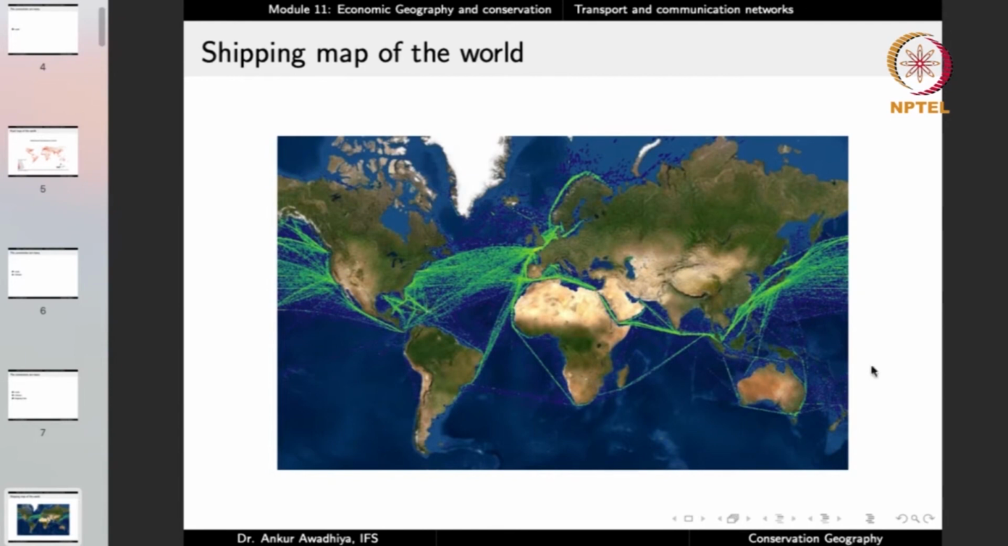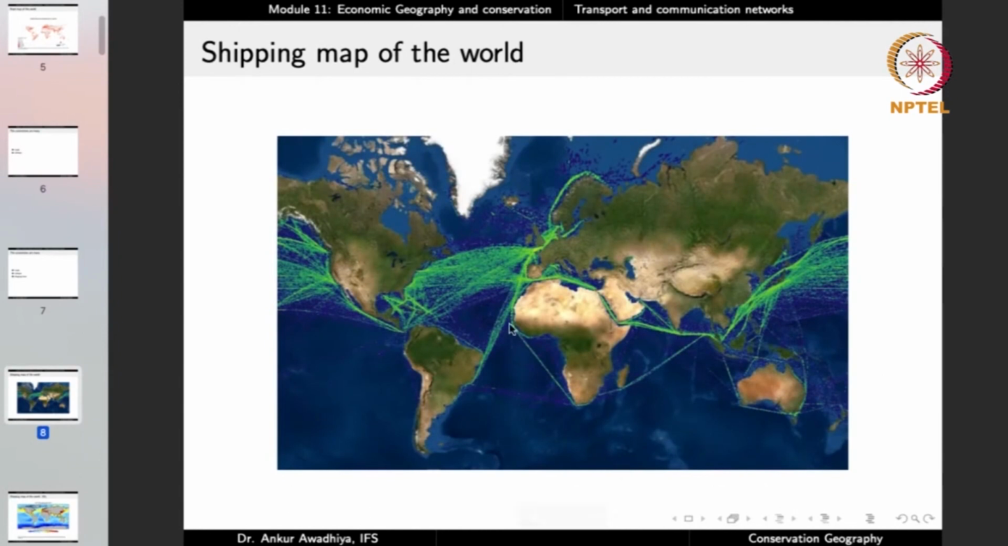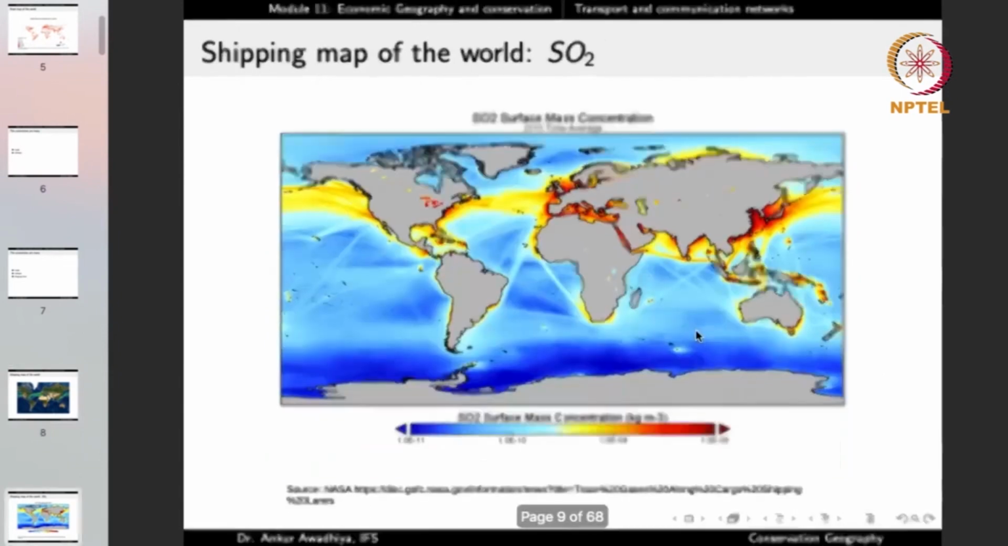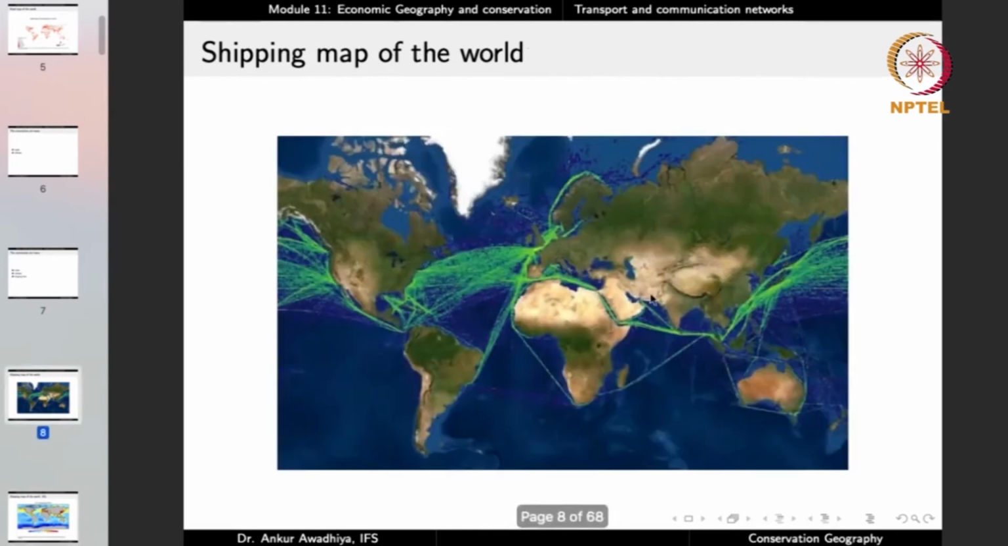Now, when we talk about these modes of transportation, we also have to be mindful of their conservation implications. So, if we consider this shipping map and if we consider the sulfur dioxide concentration map of the world, you'll find that they are pretty similar. So, for instance, here you have the Cape of Good Hope route. Here you have a high sulfur dioxide concentration.